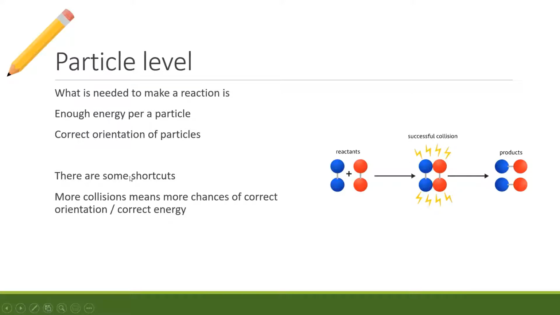Now, there are some shortcuts to making a chemical reaction work, and these are the shortcuts that we're going to use the most. More collisions. If you've got 1 particle colliding, great, cool. If you have 20 particles colliding, then it's more likely to happen. More collisions means more chance of correct orientations or correct energy.